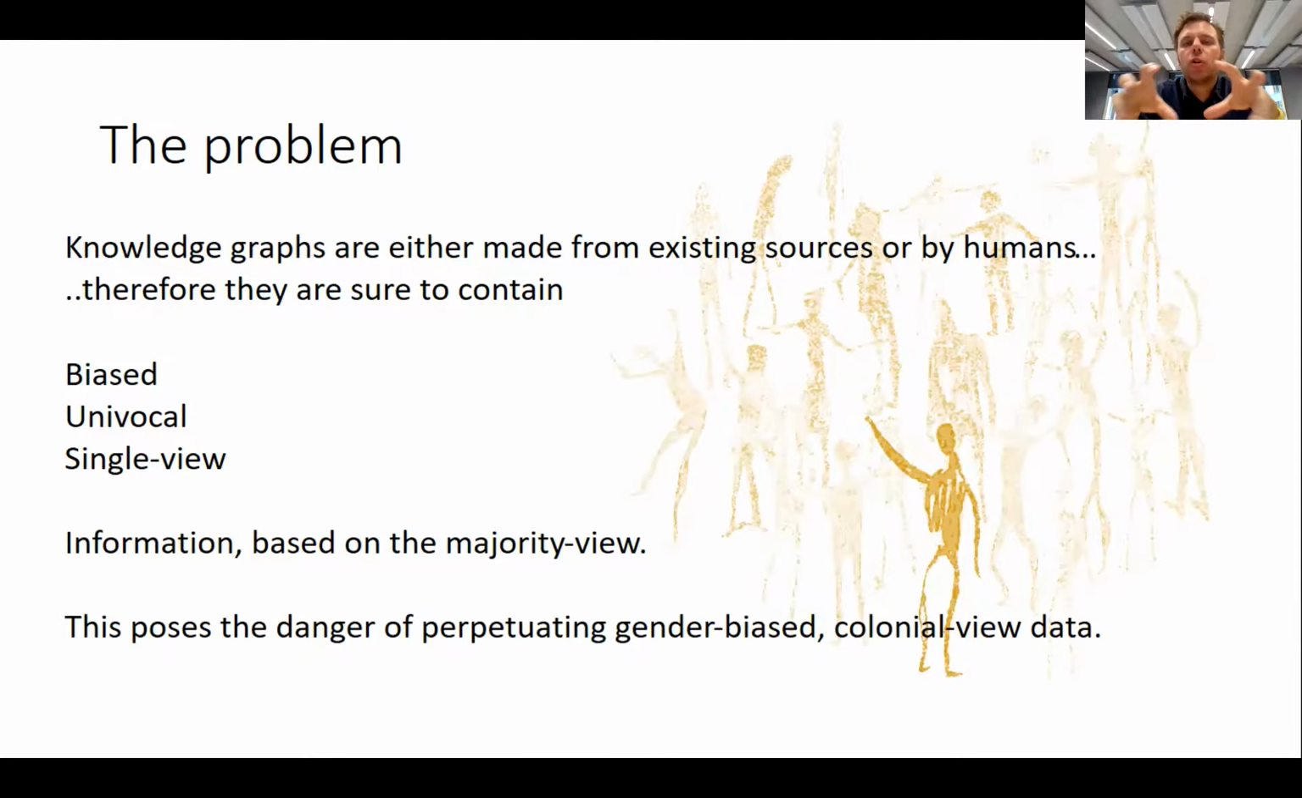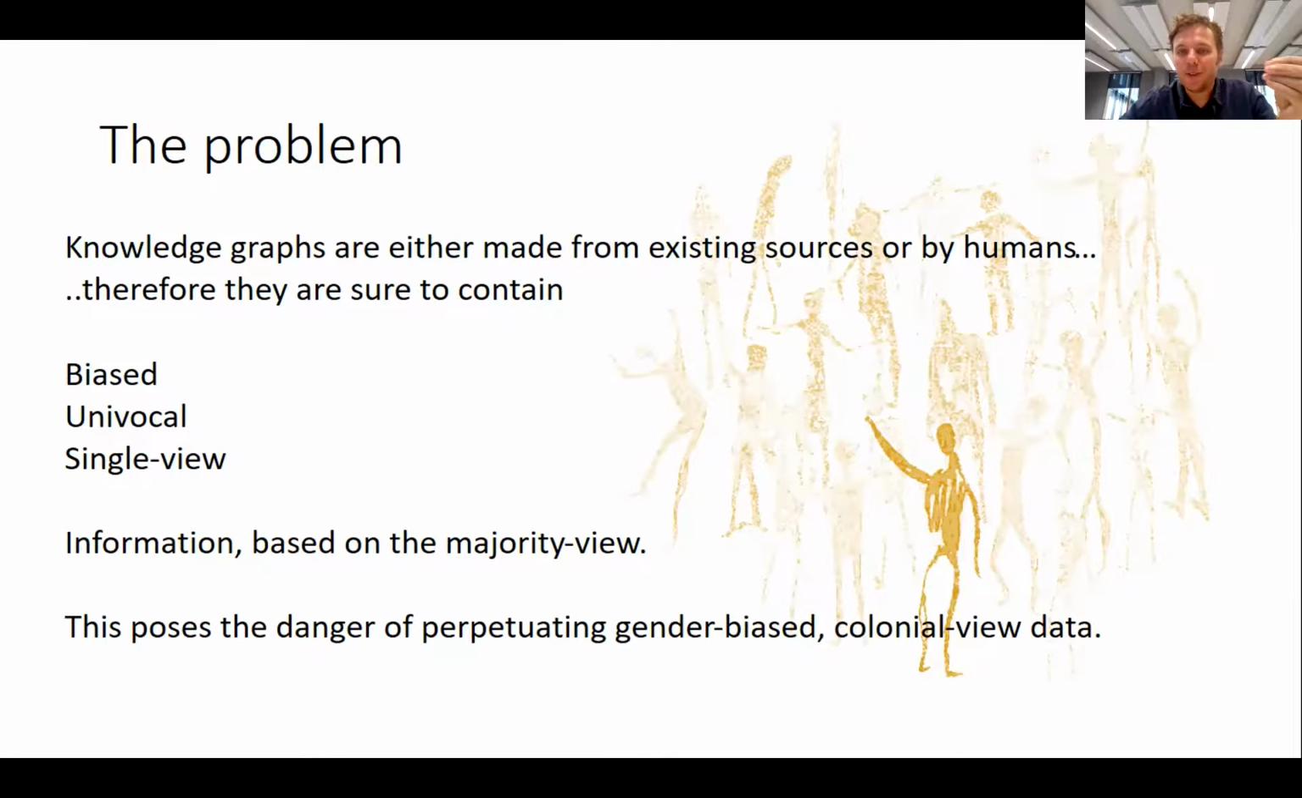And what we see in those knowledge graphs that are being created is that they usually come from some existing database. And now that these databases, we can challenge whether they actually represent a global or a neutral point of view. And what we've been learning from, let's say, recent things in the news about machine learning is, no, they don't. Right? They usually contain biased, univocal information, so information from one point of view, single view information.